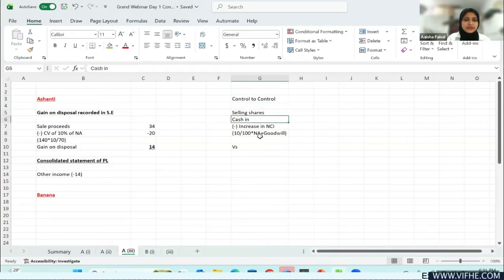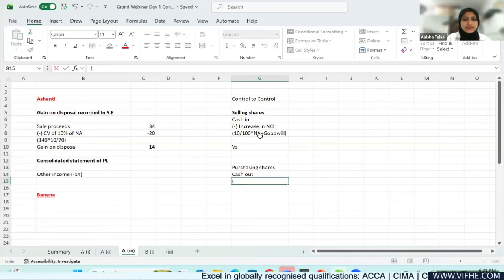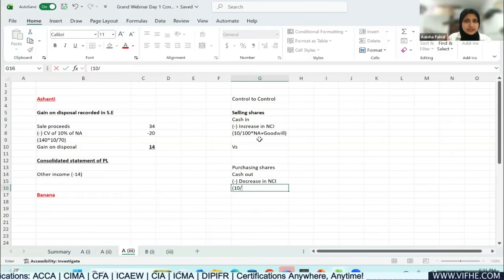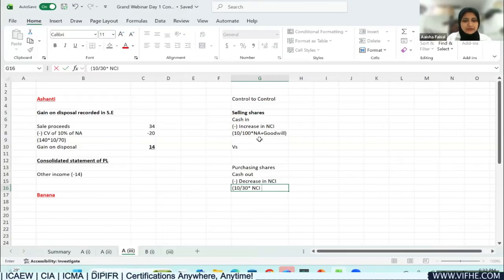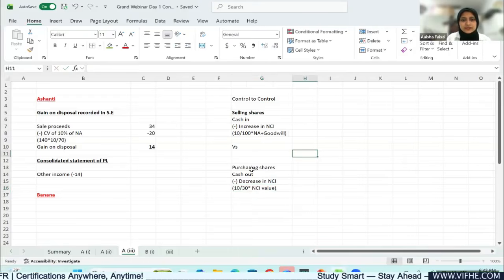In a control to control scenario, it can also be that you're purchasing shares, in which case it will be cash out and it will lead to a decrease in NCI. So how do you do the decrease in NCI? Let's say it's a 10% decrease in NCI. So you check what is that existing NCI right now. Is it 30%, 40%? How much is that NCI? If that NCI is 30%, then you do a 10 by 30 of the NCI value right now, right? Are you all able to recall this? Yes or no?